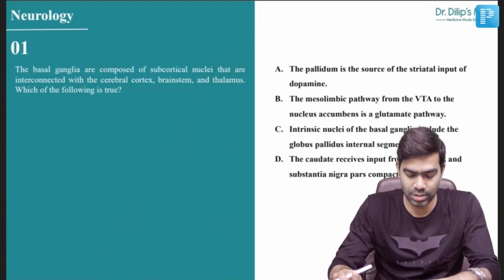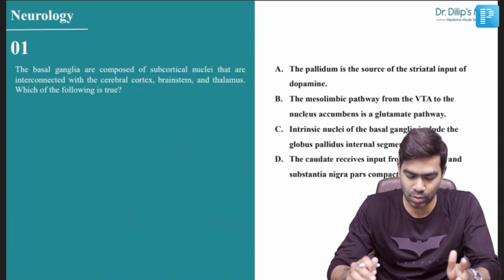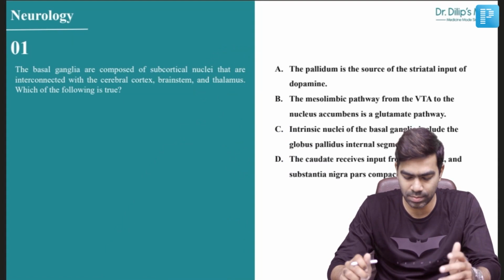I think it's based on functional neuroanatomy. The basal ganglia are composed of subcortical nuclei that are interconnected with the cerebral cortex, brainstem, and the thalamus. Which of the following is true?